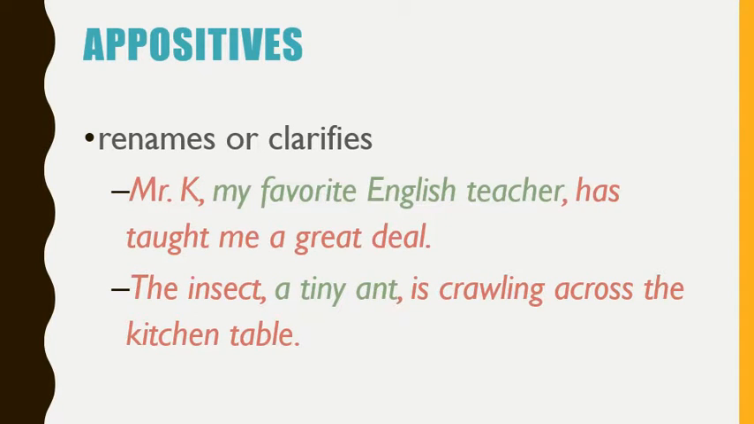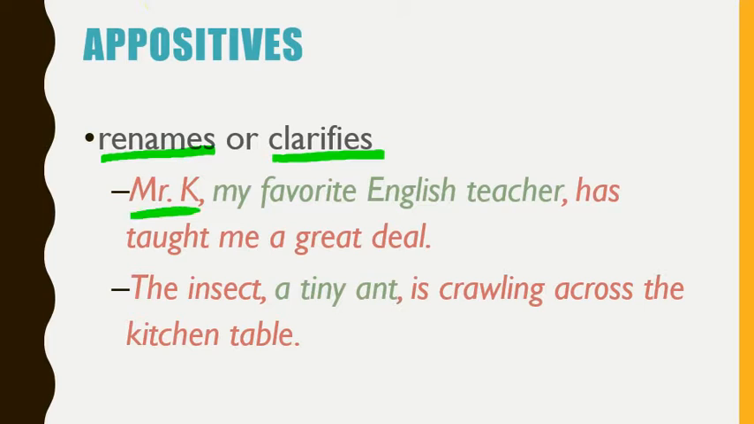Appositive is a grammatical term to refer to a repetition that happens in sentences. It's when you repeat a noun with another noun, and you end up saying something twice, but with a different noun to explain what the first noun was. So what it does is it renames or clarifies what the first thing was.